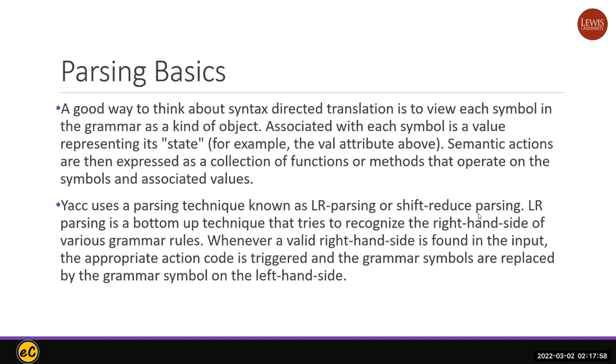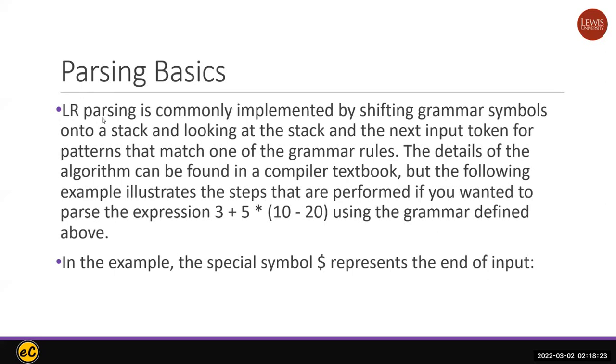So it actually is LR parsing. Okay. And LR parsing is a bottom-up technique that tries to recognize the right-hand side of various grammar rules. Whenever a valid right-hand side is found in the input, the appropriate action call is triggered, and the grammar symbol is replaced by the symbol on the left-hand side, okay, so you actually can produce. And LR parsing is commonly implemented by shifting grammar symbols onto a stack. So this one we talked about already, the LR parsing with the table and action. We talked about it in lecture 12. And looking at the stack and the next input token for a pattern that matches one of the grammar rules. The detail of the algorithm can be found in the compiler textbook.